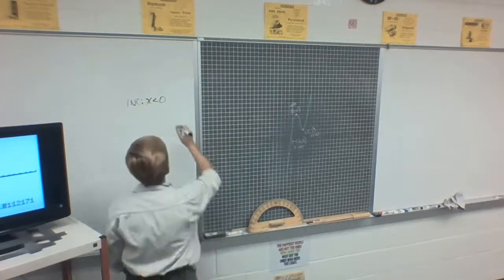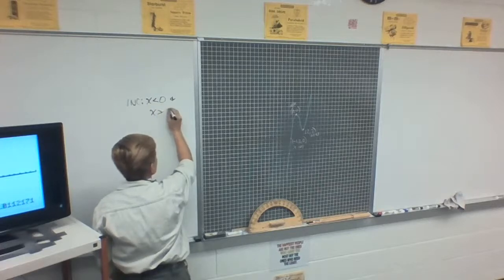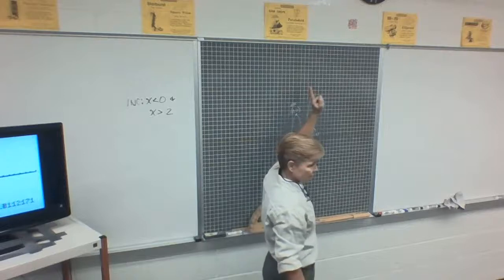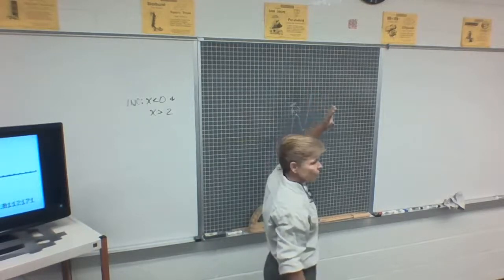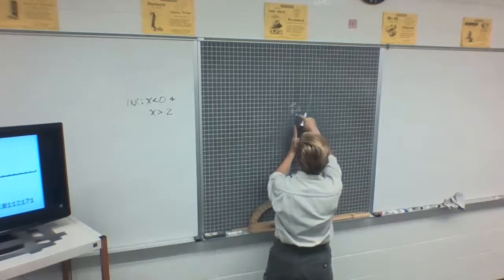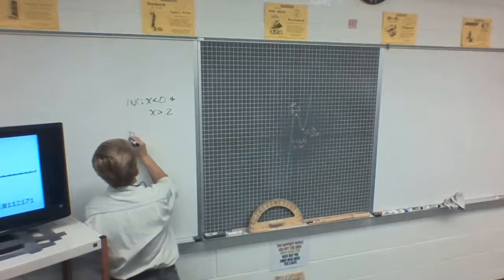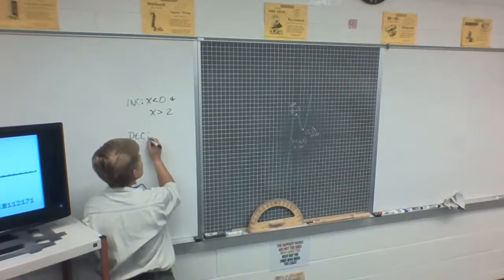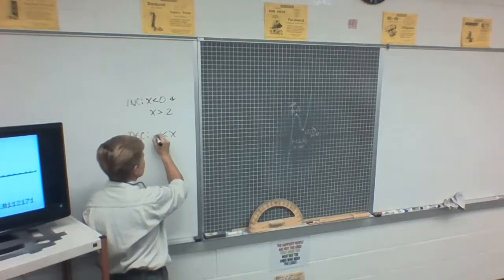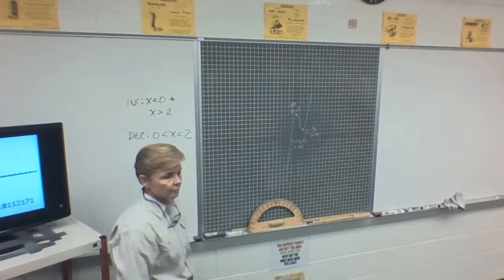Also increasing for x's greater than 2. Because look, once you get to 2, you start going up again. And you go up forever. So the only place where we're decreasing is in this little range right here, because that's the only place it's dropping down. So you say decreasing, and do you remember how you write between using inequalities? When the x values are between 0 and 2, it is decreasing.